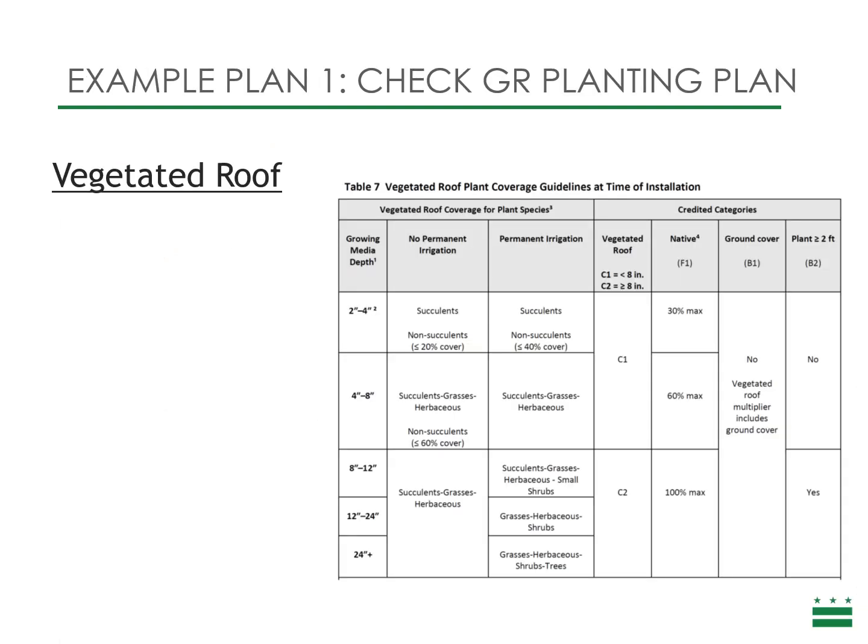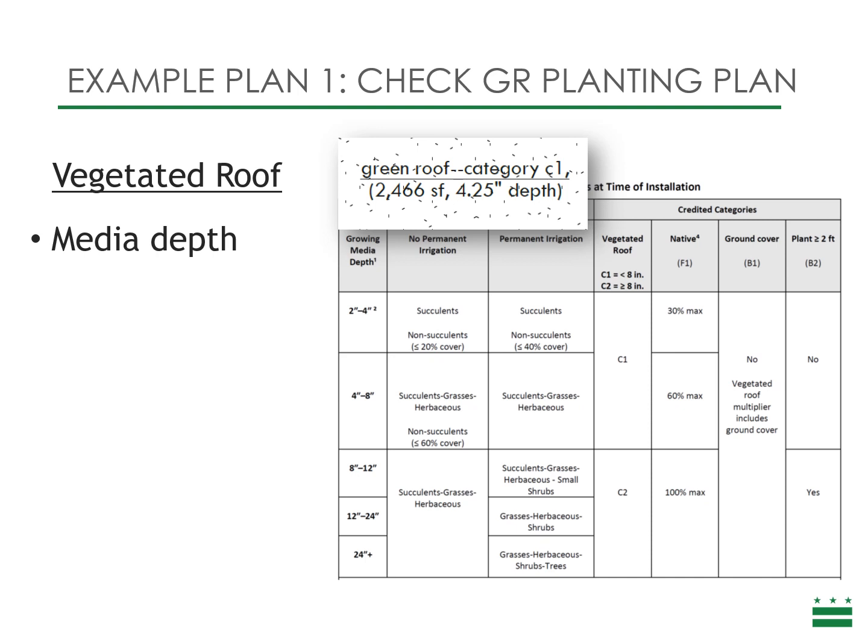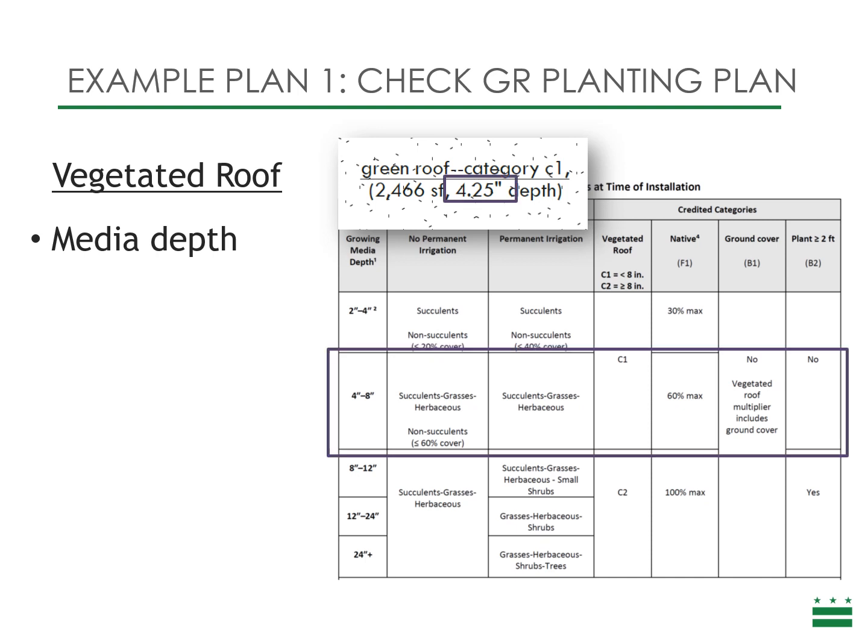So next I'm going to go over some details about green roof planting plans. I'm going to use the pre-base example as the example to run through. Depending on what your media depth is, it changes what you can plant in your green roof. So for our example, it was a 4.25 inch depth green roof. So we go to the correct corresponding row.